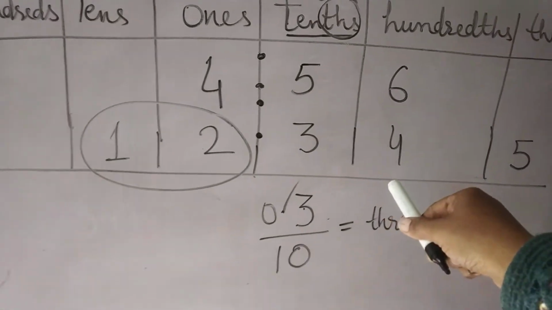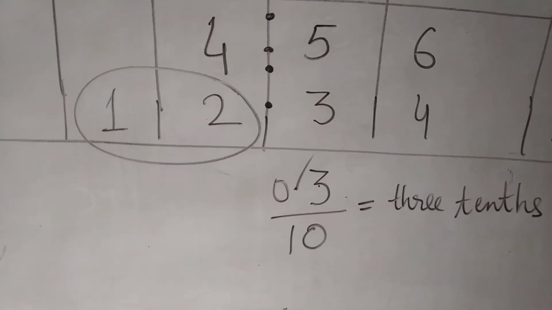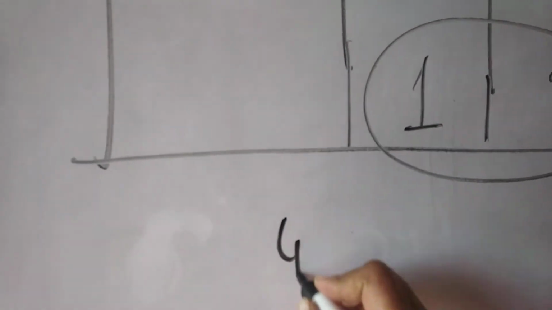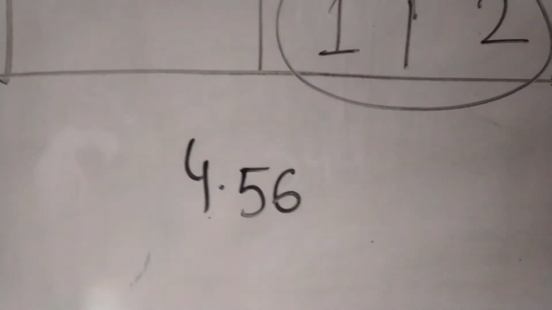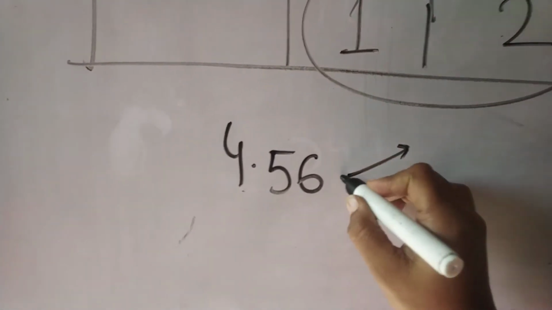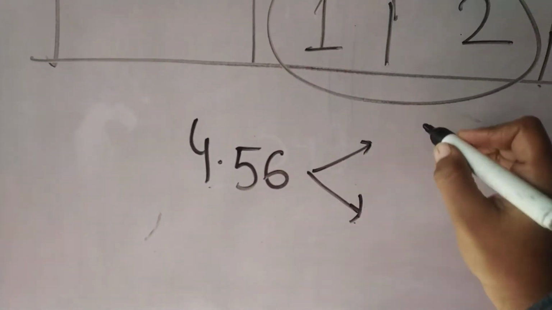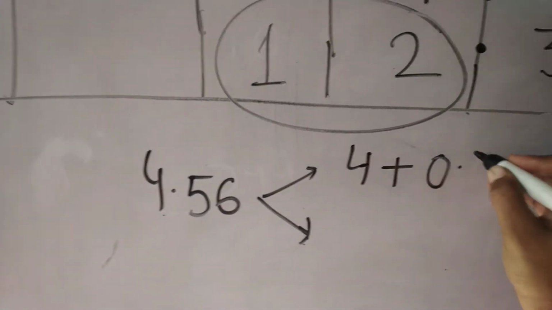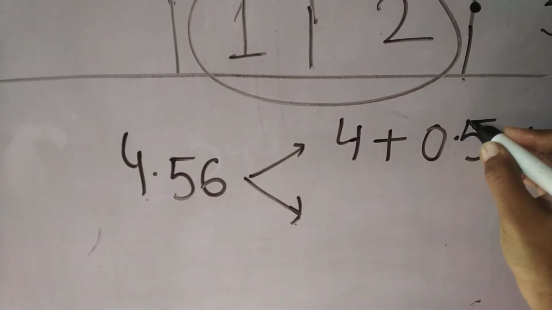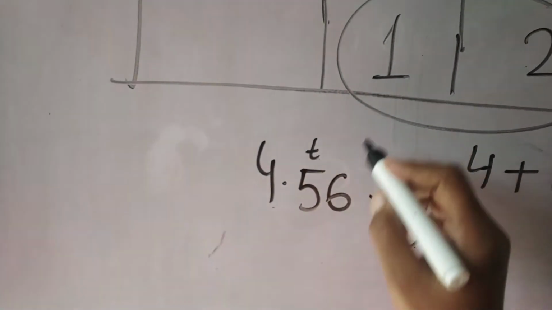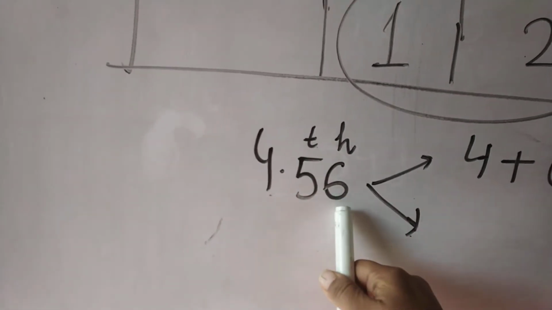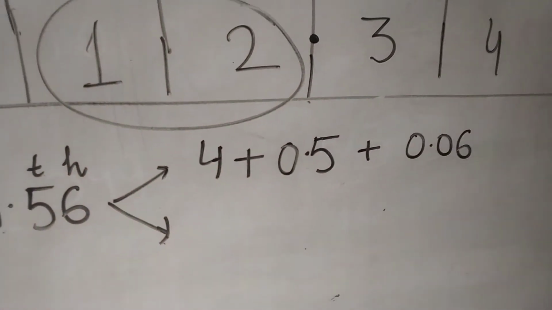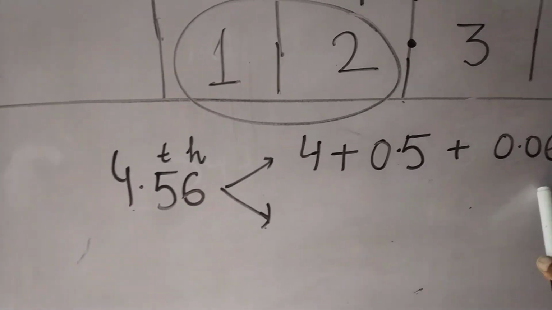So on the basis of this, we can write their expanded form also. We will take the same example, 4.56. This can be written in the expanded form in two ways. How? This 4 is a whole number, so we will write 4 as it is, plus 0.5, plus 6. So 5 is at tenths place and 6 is at hundredths place. So when I write 6, this has become 0.06 over here, as it was on hundredths place.